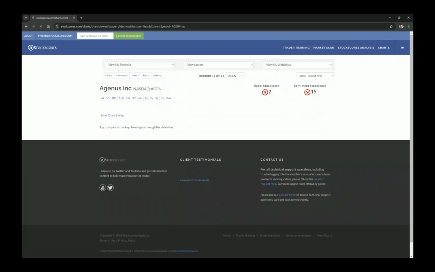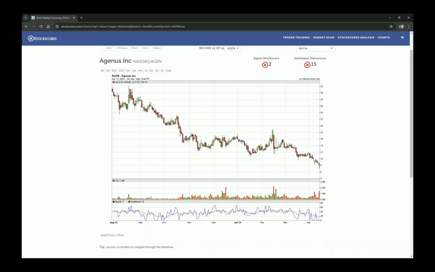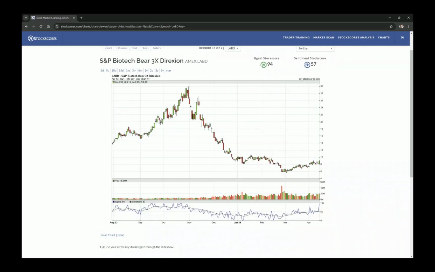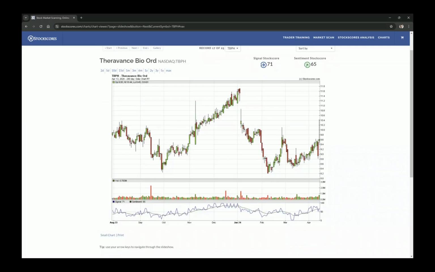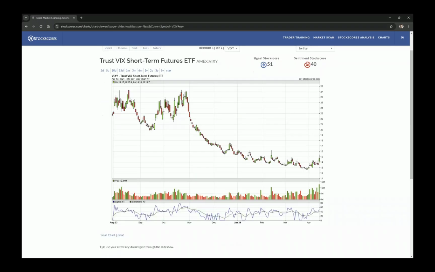This one, the bus has left the station already. I don't know why that even comes up. Doesn't make any sense. Yeah, it's okay. This is an inverse ETF, so it goes up when the biotech sector goes down. I think it's okay, but I wouldn't give it more than a 6 out of 10. Nope. Nope. Nope.